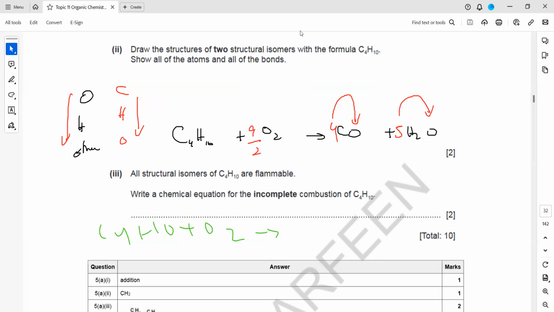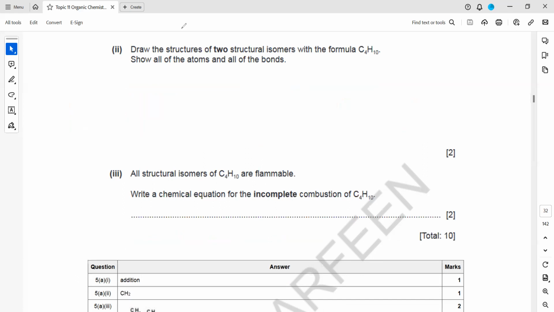So these are the questions from organic chemistry. Any question or doubt related to the session?